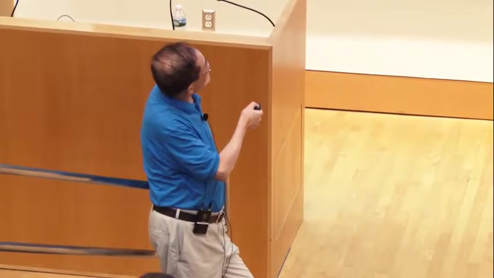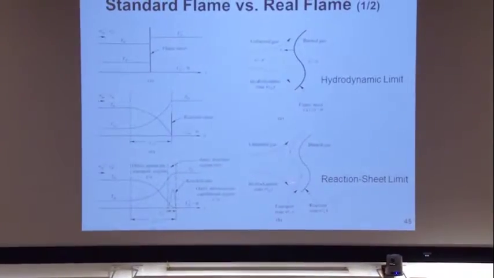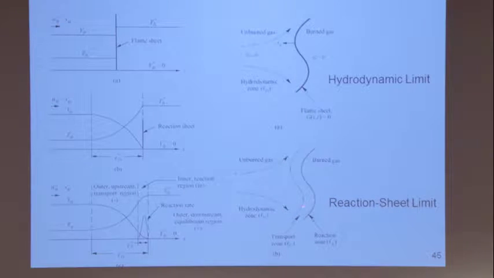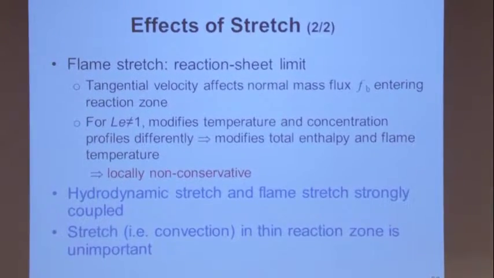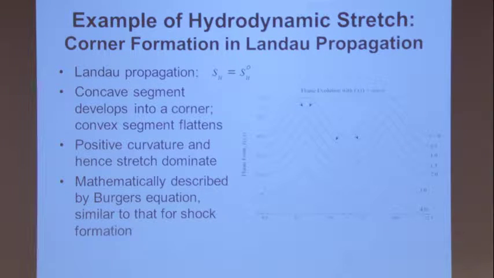Okay, so that's hydrodynamic. The reaction sheet limit is that in addition to this, you can see that through this diffusion layer, it enters the reaction zone, and because of the different flow directions or something, the amount of species and heat could be all messed up. Okay? When you want to look at the structure. All right. Effect of stretch, right? Reaction sheet limit. So hydrodynamic. Okay, so let me just show you an interesting problem here, and which is a real problem.